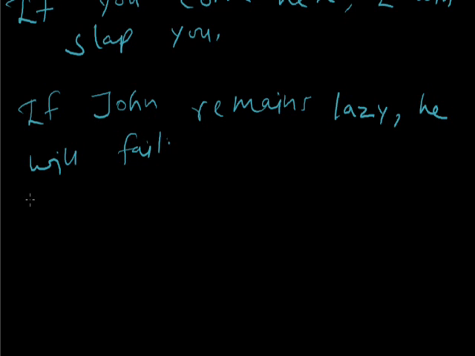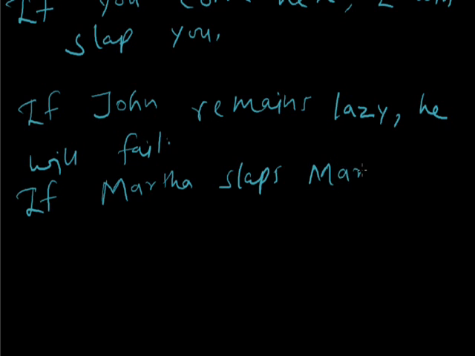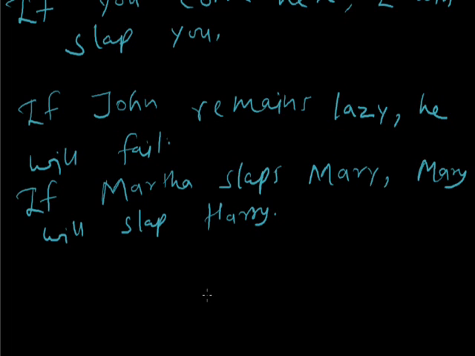Let's take another example. If Martha slaps Mary, Mary will slap Harry. Now, in order for Mary to be able to slap Harry, first Martha has to slap Mary. It means the condition has to be fulfilled for the result to be there. And if the condition is fulfilled, the result will definitely be there, as the name possible condition suggests. This was the first condition, and we have learned how to form sentences using it.